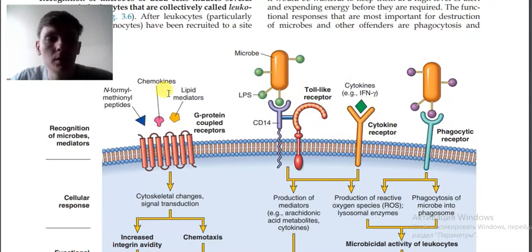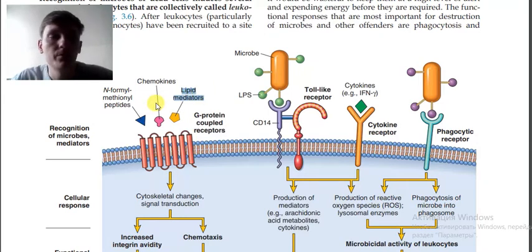In easy words, N-formylmethionine peptides, I remind you, are usually located in microbes. So during microbe activity, they produce these peptides. They are present in the cell wall of these microbes. We also have chemokines, which are released by injured tissues, and lipid mediators.